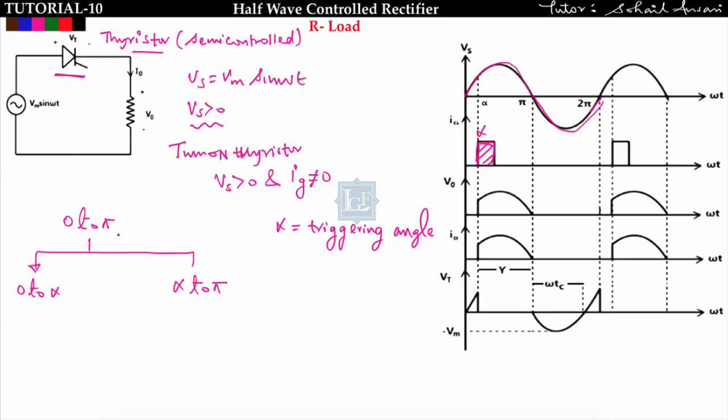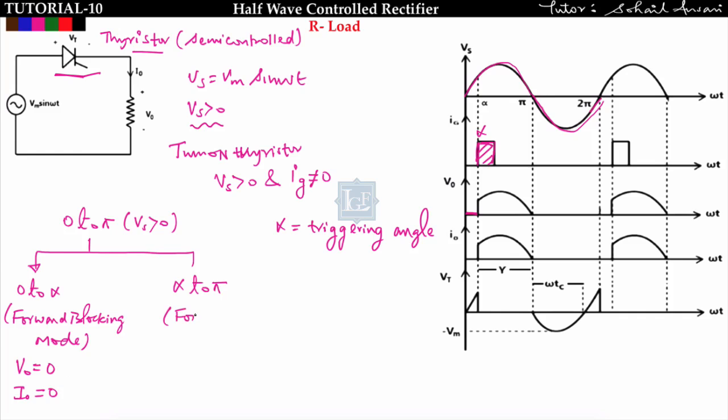See here, from 0 to pi supply voltage is positive, Vs is greater than 0, means this thyristor will be in forward blocking mode. So from 0 to alpha we are not triggering this thyristor, means the thyristor will be in forward blocking mode. Is it fine? So from 0 to alpha the thyristor is not triggered by supplying gate pulse, means it will not conduct. So output voltage I will not get from 0 to alpha. So output voltage will be 0. Similarly output current also 0. Now at omega t equal to alpha, I am triggering this thyristor. So whenever I trigger this thyristor in forward blocking mode, then it will move to the forward conducting mode.